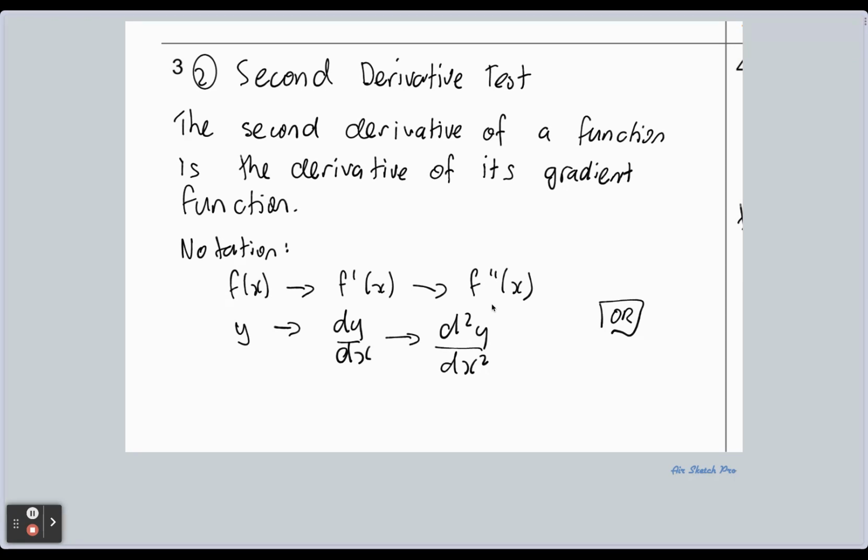The second derivative of a function is the derivative of its gradient function. So if we have a function f of x, then the gradient function is f dash of x, and the second derivative is f dash dash of x. So the function, first derivative, second derivative. Or in y notation, y goes to dy by dx, the gradient function or the first derivative, and d2y dx squared is how we notate the second derivative, or the gradient function of the gradient function, if you like. Not that I've ever called it that, and I never will again.